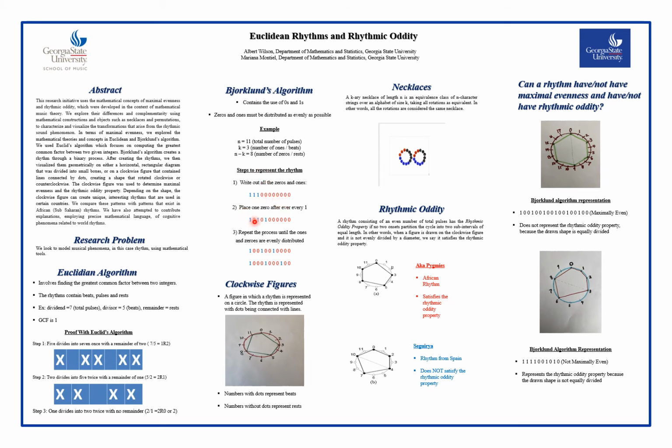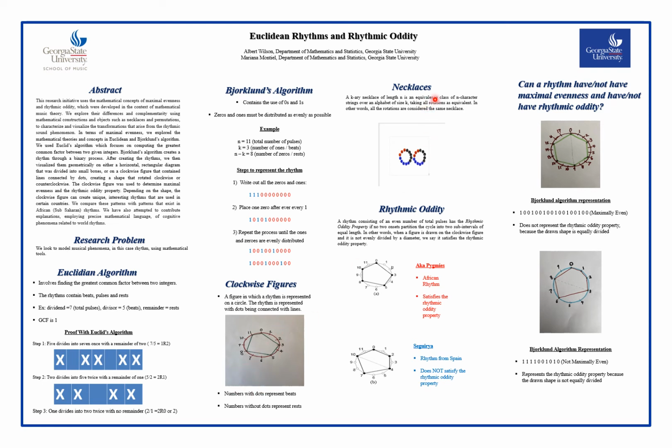We then place a 0 after every number 1, and we continue this process until the rhythm is represented as evenly as possible. The rhythm is then displayed on a clockwise figure, which contains dots being connected with lines, creating a certain shape inside the circle. The numbers with dots represent beats, and the numbers without dots represent rests.